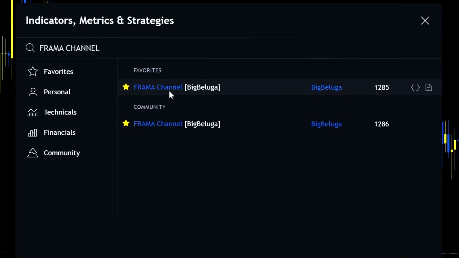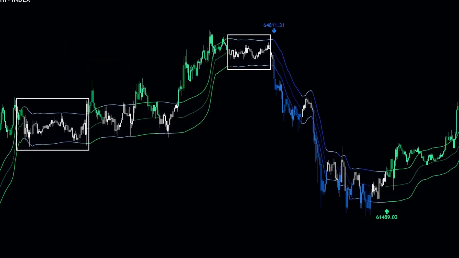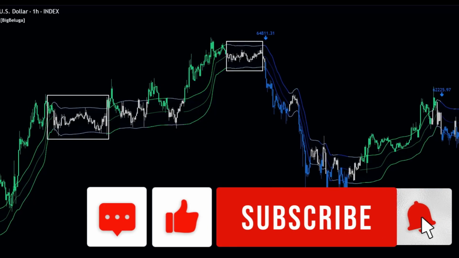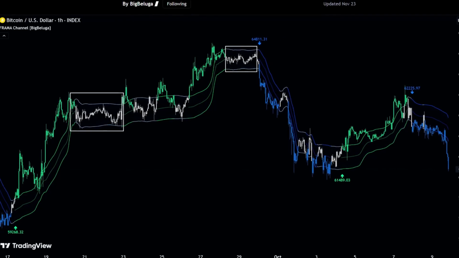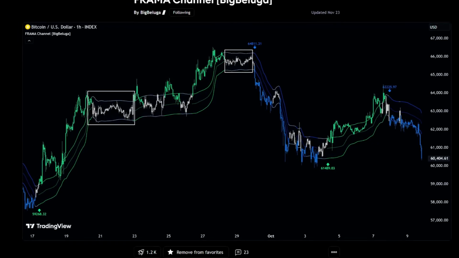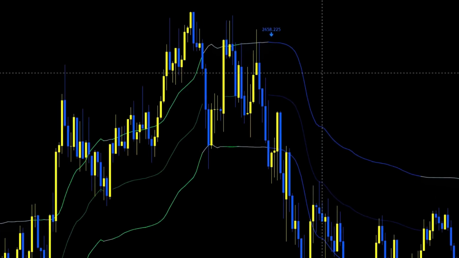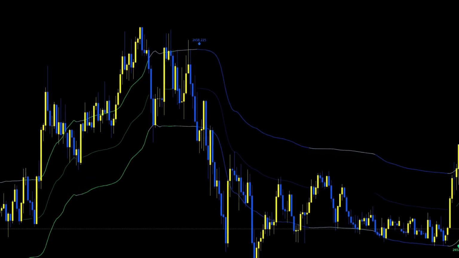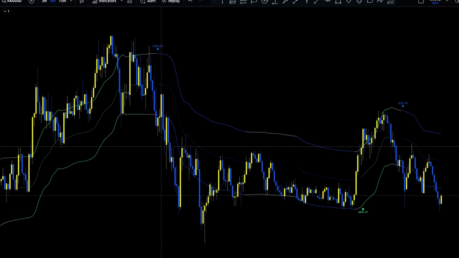Now let's break down what the Froma Channel actually does. It's a super smart technical analysis tool that helps us identify the prevailing trend. It creates a dynamic channel around the price action using something called the Froma Adaptive Moving Average. Sounds fancy, right? But don't worry, it's not as complicated as it sounds. Basically, it draws these lines that act as potential support and resistance levels, giving us a clear visual of the trend direction. It's a trend following indicator, which means it helps us ride those profitable trends.